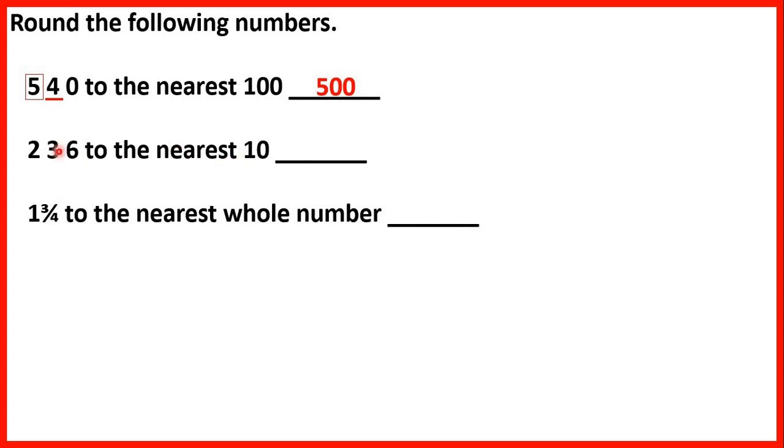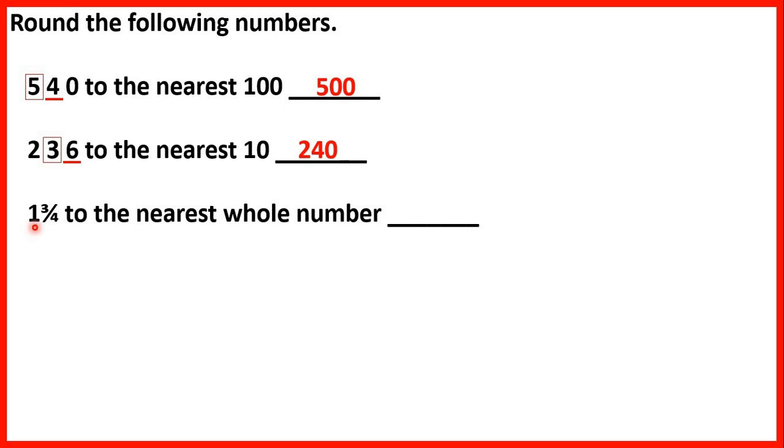So this time we need to find our tens digit, which is the second digit from the right. When we look to the right, we have a 6, and if it's 5 or more, we round up. So here, because we're rounding up, this 3 will become a 4, this 2 will stay the same because digits to the left stay the same, and then our ones digit turns into a 0, so we have 240.